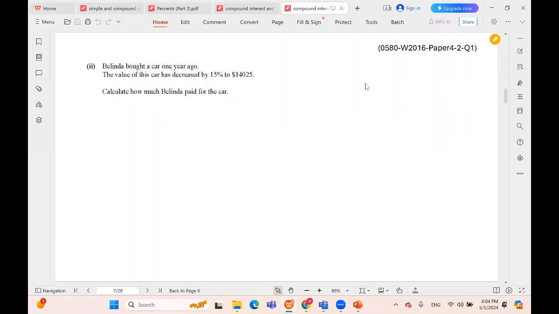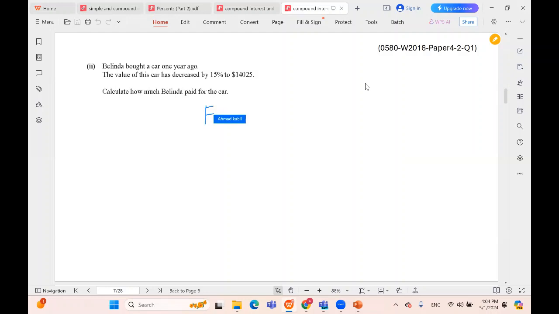Belinda bought a car 1 year ago. The value of this car has decreased by 15% to 14,025. Calculate how much she paid for the car. So again, this is a percentage increase over a number of years. Actually, here it's 1 year only. However, I will show you how to solve this in 2 different ways using 2 different concepts.